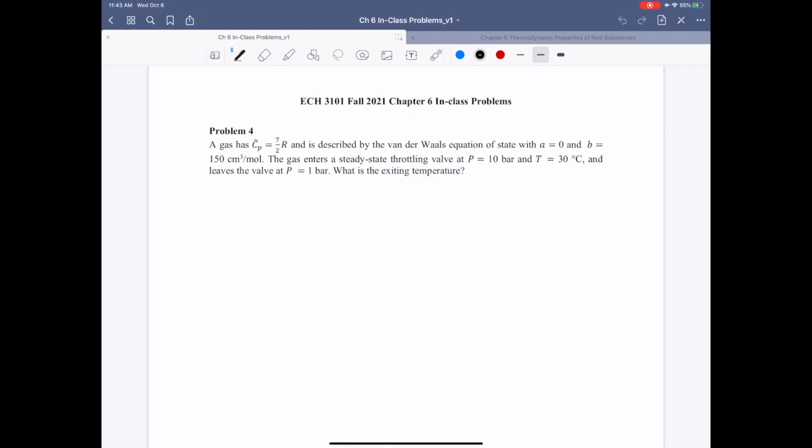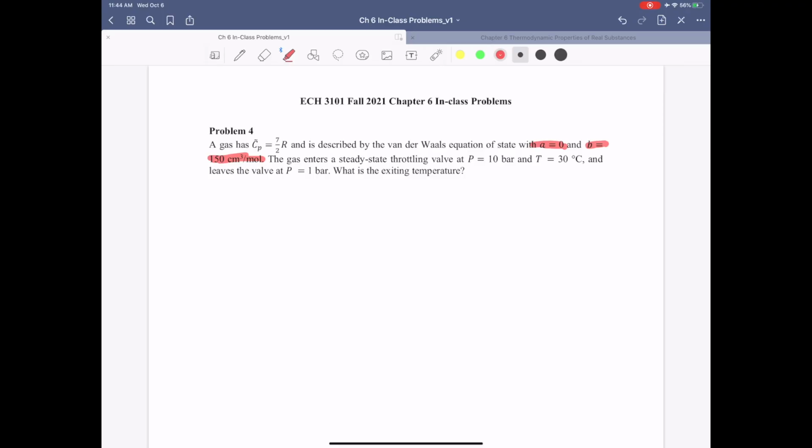We're now going to take the math that we derived in class problem 3, and in this problem we're going to apply it to an actual chemical process. What we're dealing with in problem 4 is a gas that has a heat capacity described by this relationship, and it's also going to follow the van der Waals equation of state, where the A parameter, the attraction parameter, we're setting equal to 0, and the molecular volume parameter we're setting to an actual finite number.